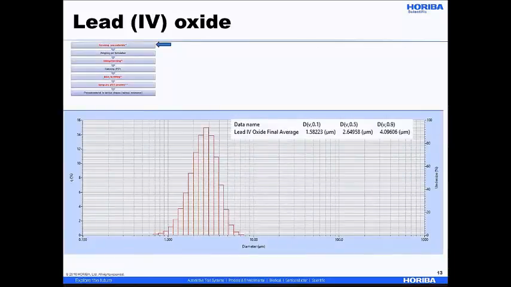So let's move on to the next raw material, which was lead 4 oxide. If you look at the distribution, it's a nice unimodal distribution with a median size of 2.6.